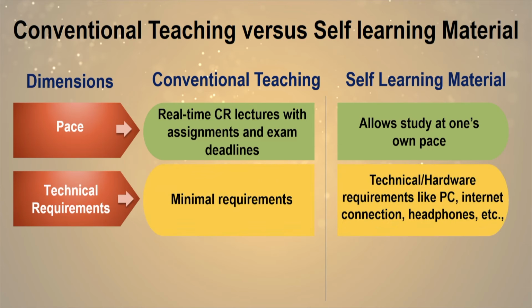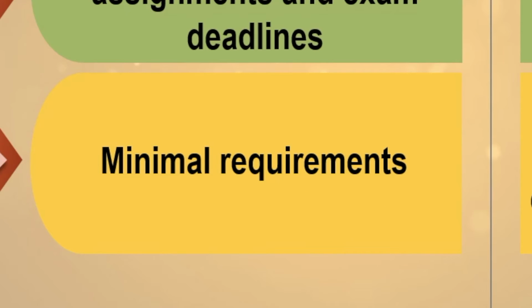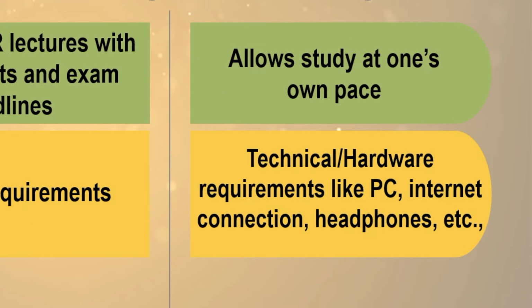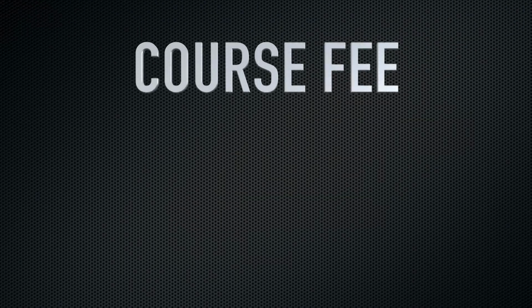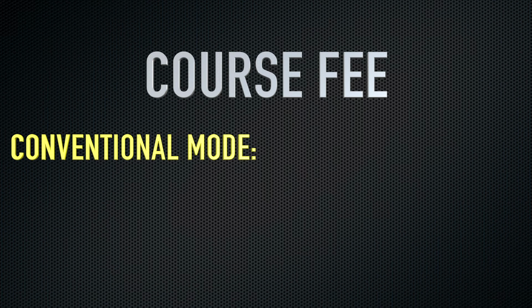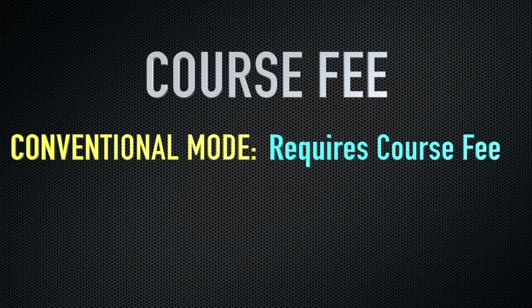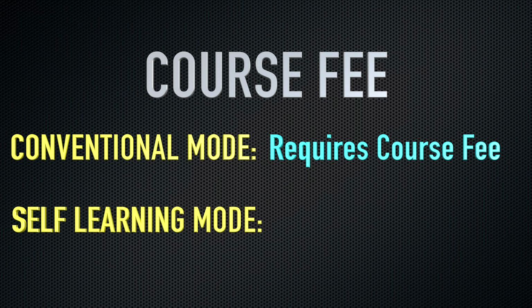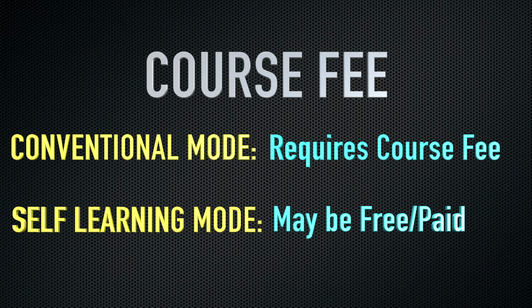pace. As far as technical requirements are concerned, classroom teaching requires minimal technical requirement, whereas self-learning material presented in print form also requires no technical requirement. When it is presented through technology, it may require a laptop, personal computer, or headphones, but this is not a big issue, because these days everybody has his or her own laptop or PC in the institution. As far as course fee is concerned, the conventional mode of teaching requires a course fee on the part of the learner, whereas self-learning material may be both free and paid courses, which are available on the internet.